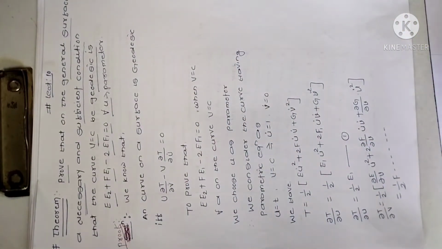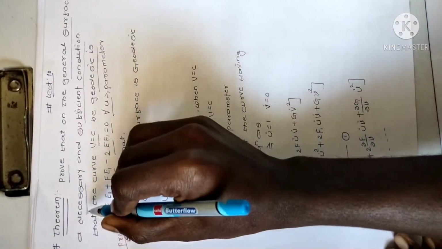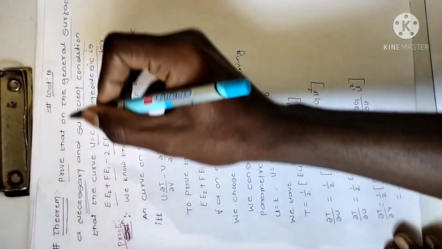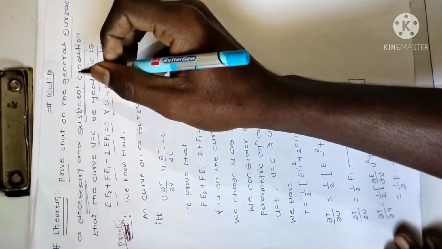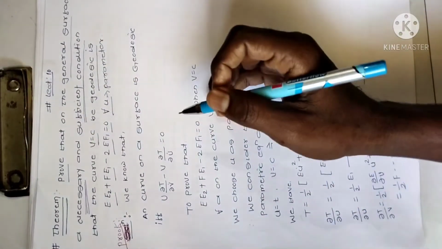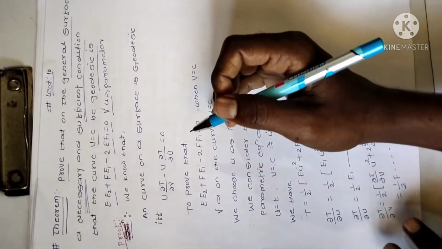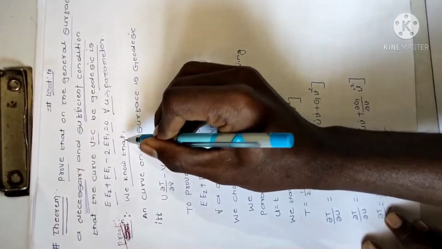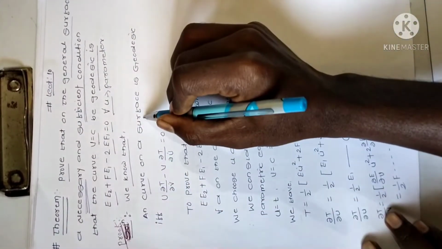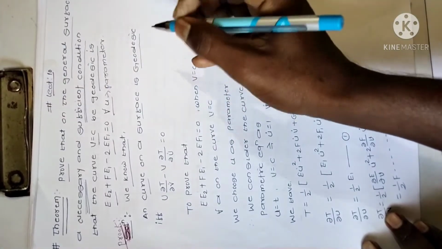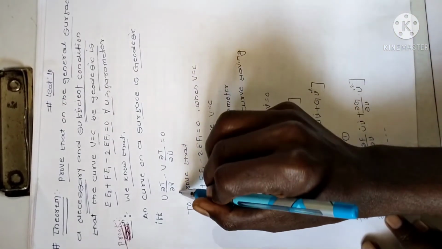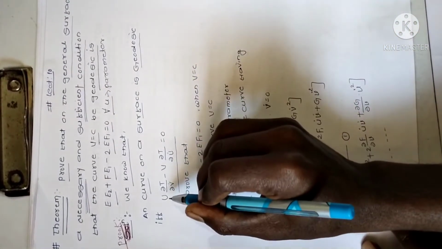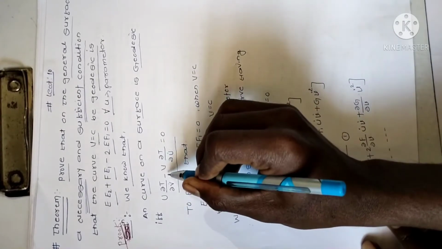The proof of this theorem is divided into two parts. We must prove the necessary condition first, and second the sufficient condition. So let us start with the necessary condition proof of this theorem. We know that a curve on a surface is a geodesic if and only if u ∂T/∂v̇ - v ∂T/∂u̇ = 0.